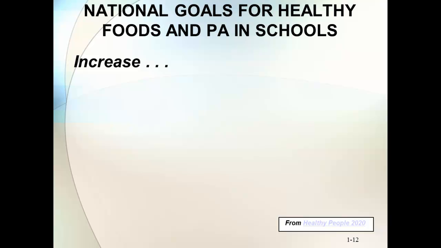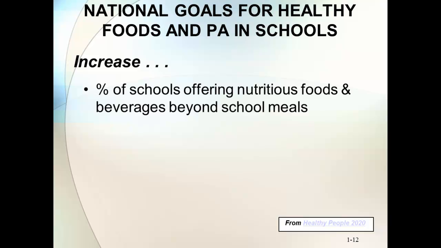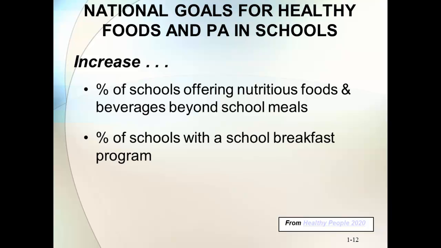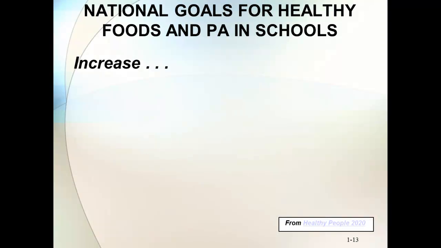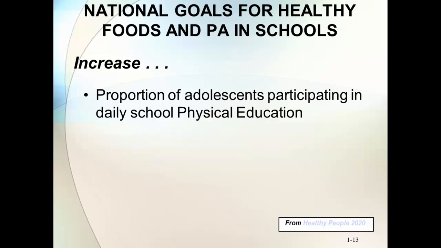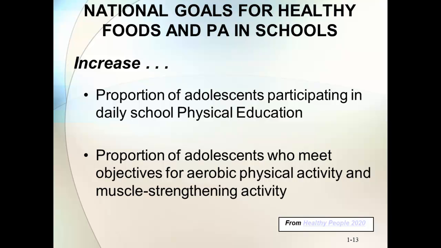Healthy People 2000 provided some goals for nutritious school meals and more activities. The goals include increase percentage of schools offering nutritious meals, increase of schools with a school breakfast program, increase proportion of schools requiring physical education for all students, an increase in proportion of adolescents participating in daily physical education, increased proportion of adolescents who meet objectives for aerobic and physical activity and muscle strengthening activities.